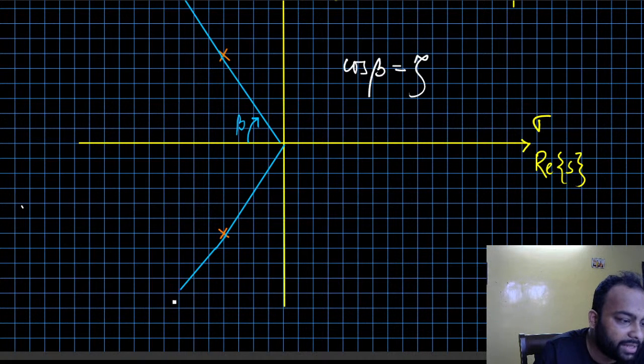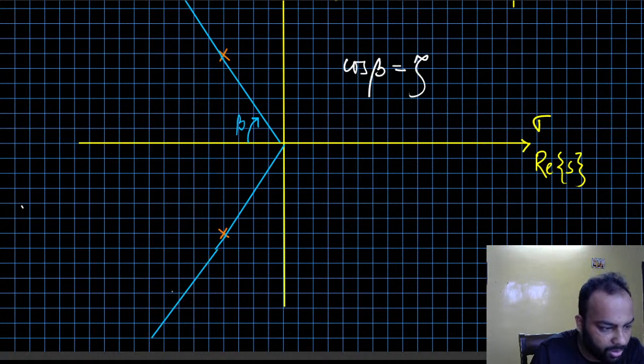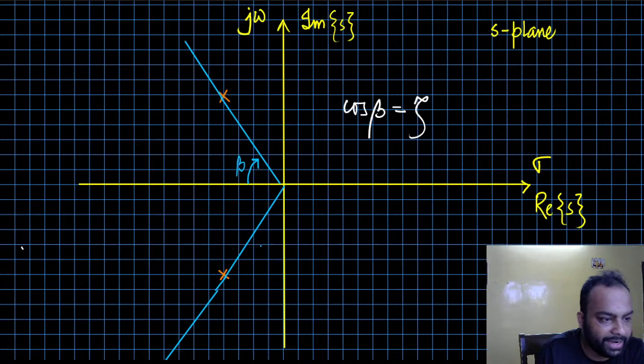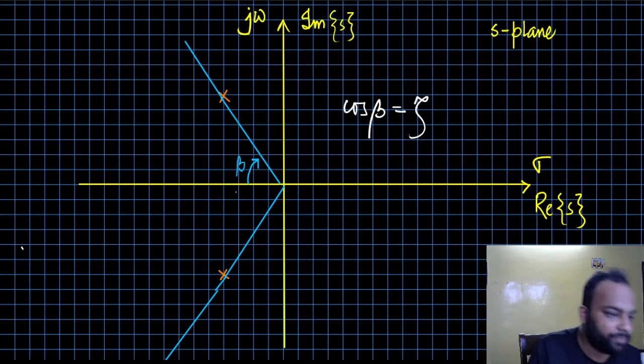Someone is asking how can zeta be greater than 1? We are only considering underdamped right now. We are drawing it for underdamped because this beta thing is defined for underdamped systems. We did not define it for overdamped or critically damped systems. We are just considering underdamped systems right now, right?